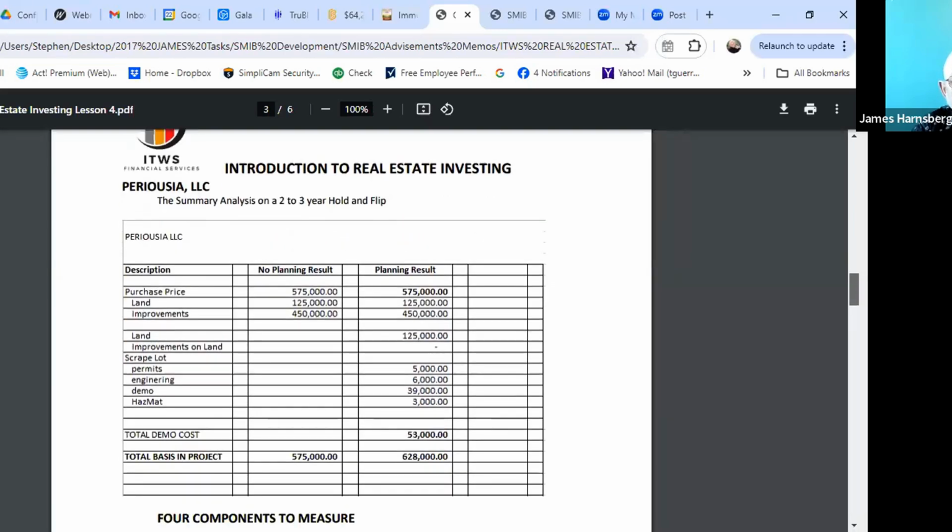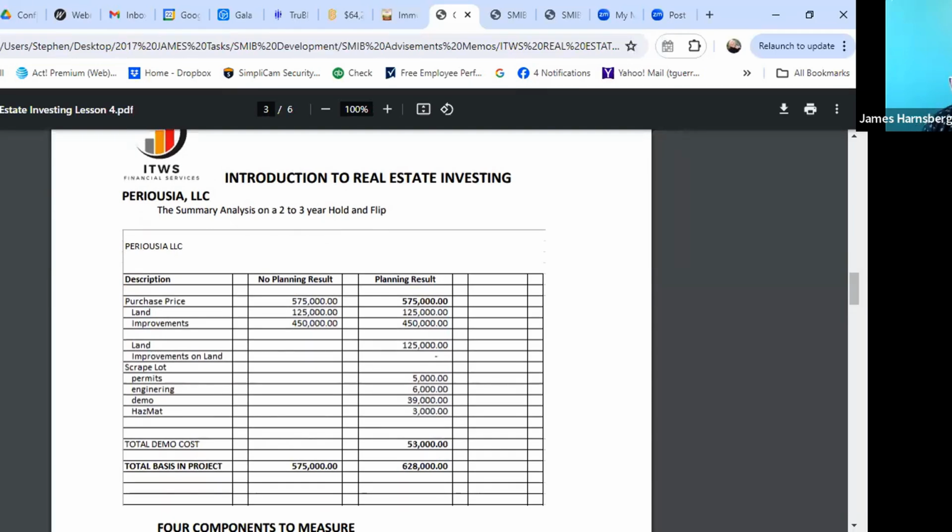And what I'm doing here is I'm giving you the result of the financial data. In the first column, if we had done no planning, what those numbers would have looked like. And then the second column, what the result would look like with the planning that we did. We have a purchase price of $575 cash. We allocated $125 to land and $450,000 to the various buildings and improvements. We go down.